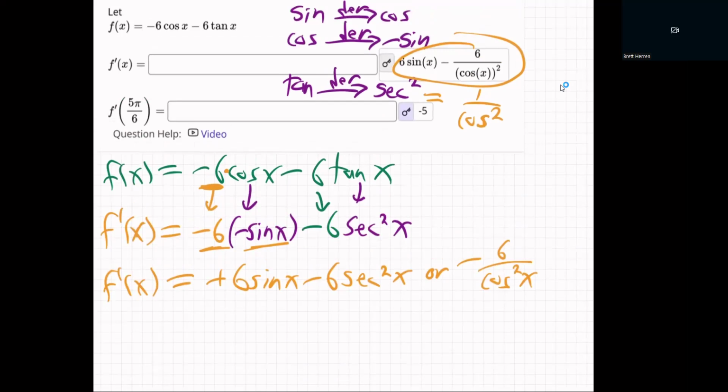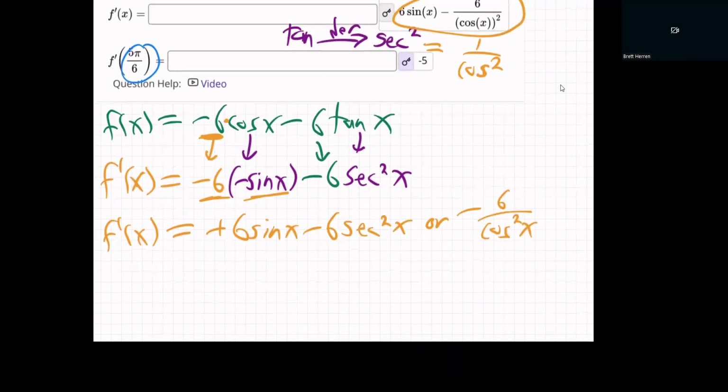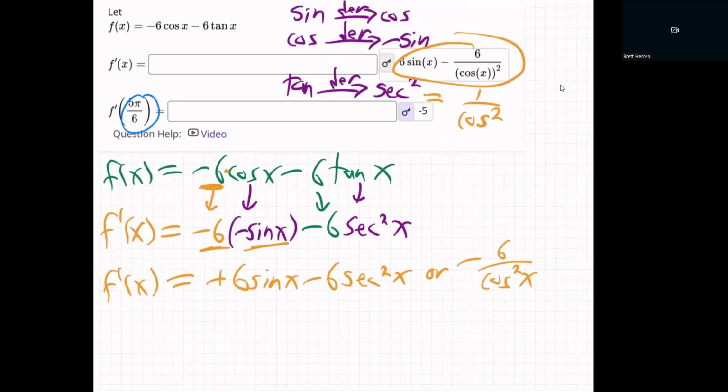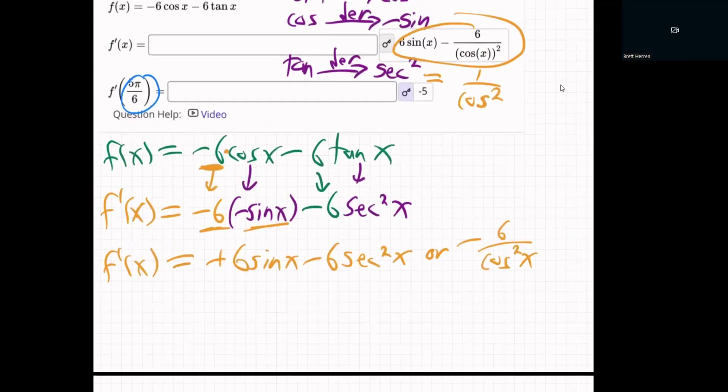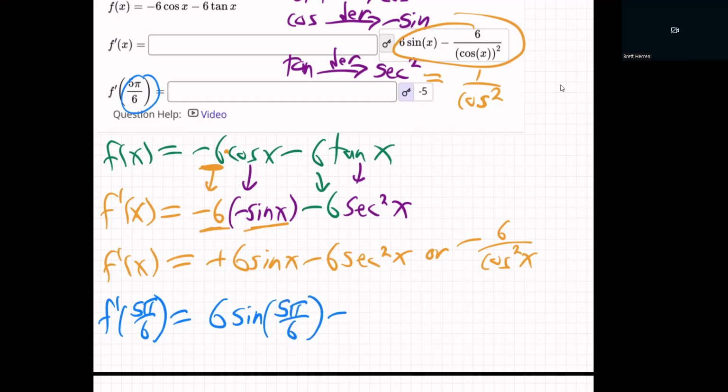So now, next step, now plug in 5 pi over 6. So I'm going to say, okay, and so it's down here. What's going to happen when we plug in 5 pi over 6? Well, we're going to get 6 sine 5 pi over 6 minus 6. Again, I'm just going to do secant squared. You could totally do the 6 over minus 6 over cosine squared. It'll work the same. Same answer either way. So I'm going to go with that.